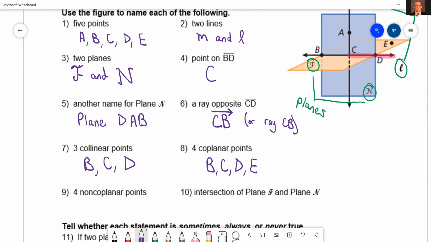Now it asks us for 4 non-coplanar points. It's got the non in there, so we don't want them to be on the same plane. Well, the 2 points that are not on the same plane, period, are A and E. So I'm going to use both of those. And then I'll just pick any two from there. I got A, I got E, so I know my answer is going to be right. Just pick your other favorite two. How about CD? You wanted to say BC. You could.